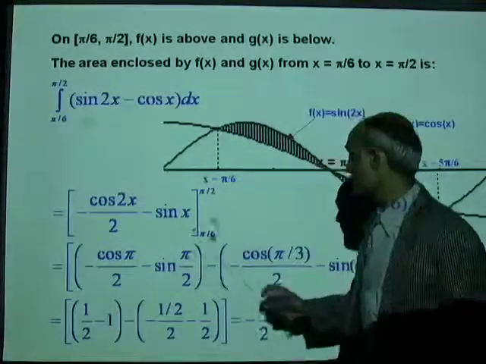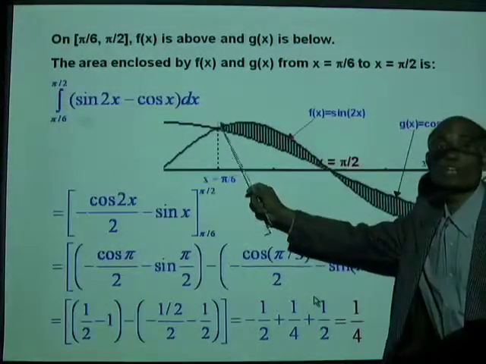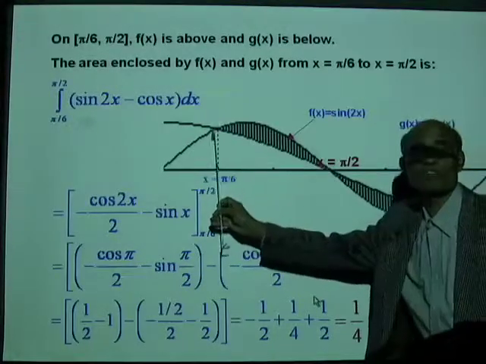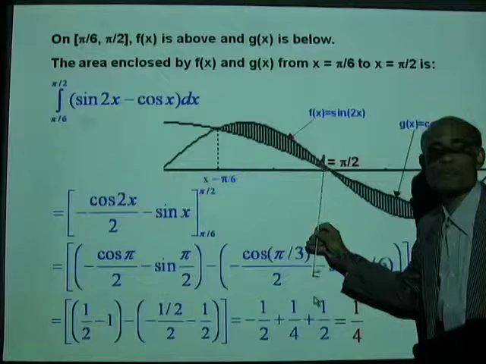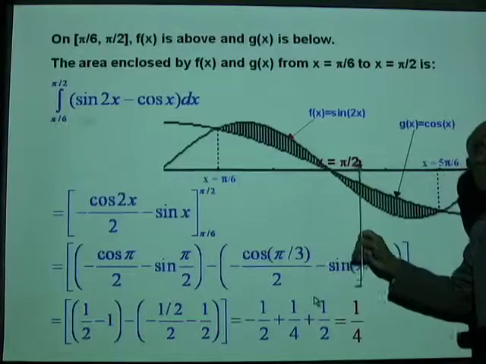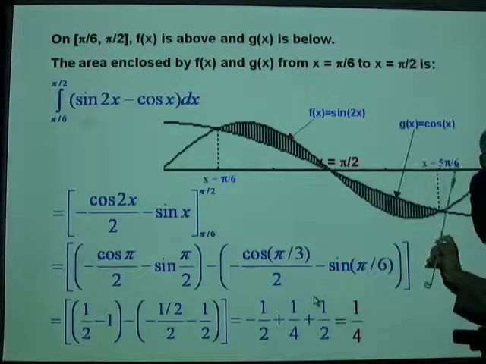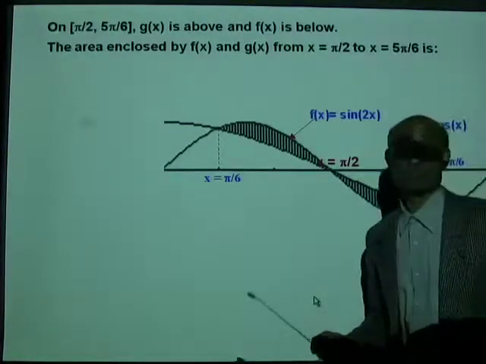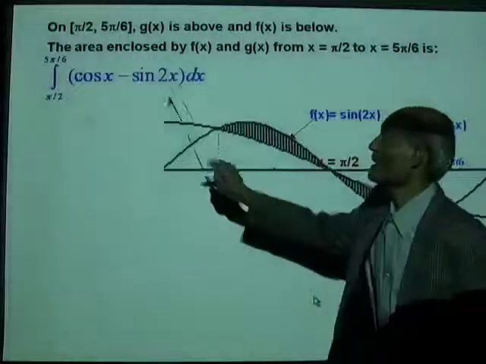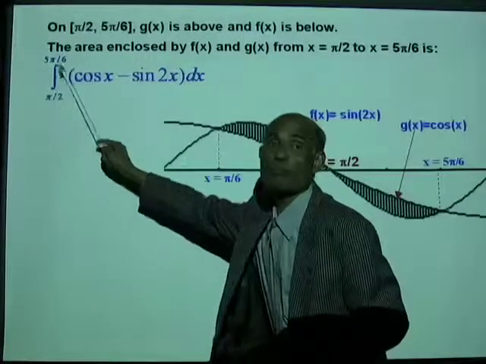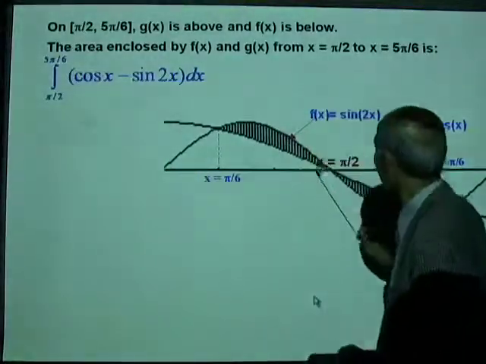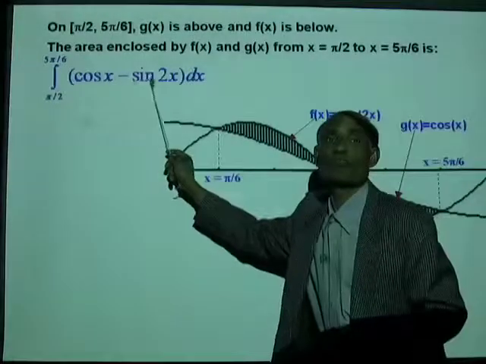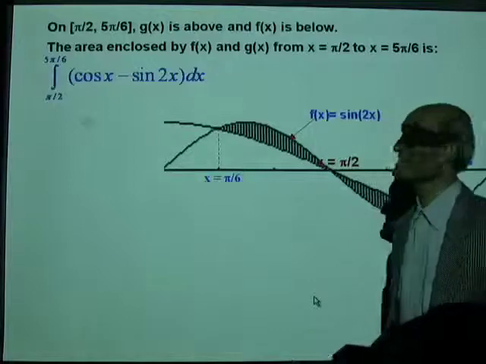What we have done is found the area enclosed by f of x and g of x from x equal to pi by 6 to pi by 2. Now we need to find the area from x equal to pi by 2 to 5 pi by 6. I'm sure you can do that on your own. It'll be the integral from pi by 2 to 5 pi by 6. The upper function is now g of x: cos of x minus sine 2x dx.